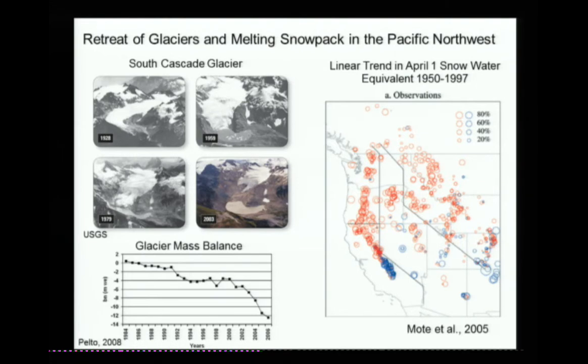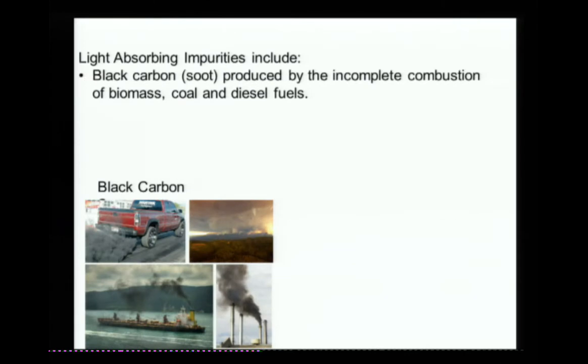When we discuss these changes that are happening in the snowpack, what is most commonly referred to is, of course, the changes in temperature, and we look at changes in precipitation. But there's another factor that hasn't been considered as much, at least in this region, and this is the deposition of light-absorbing impurities. And by light-absorbing impurities, I'm referring to black carbon and dust.